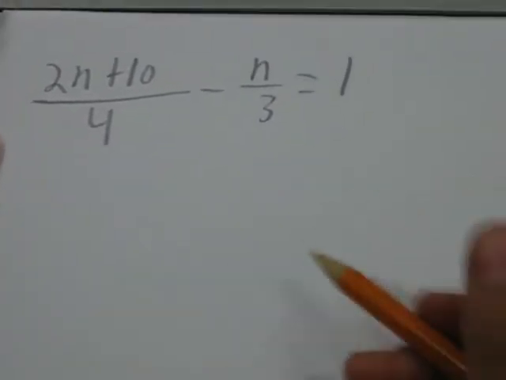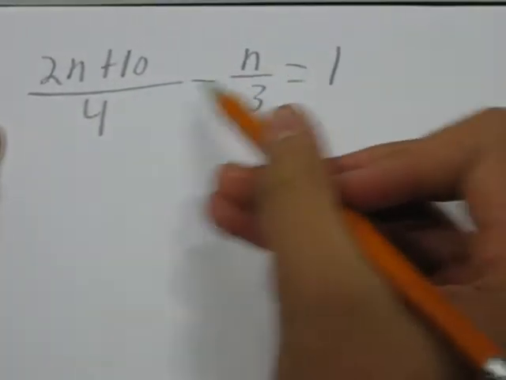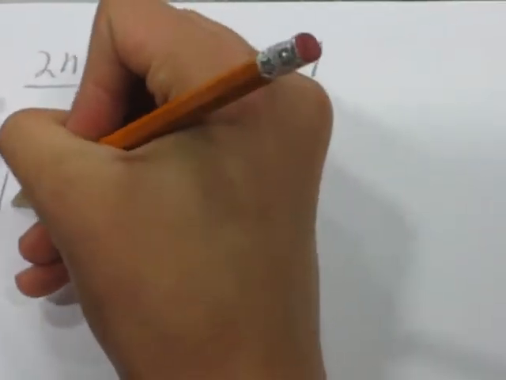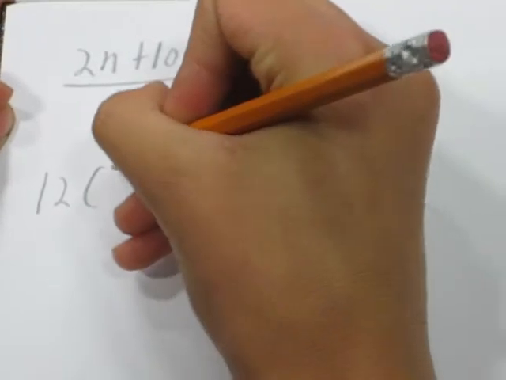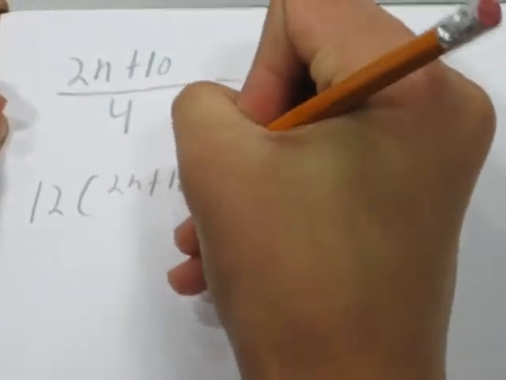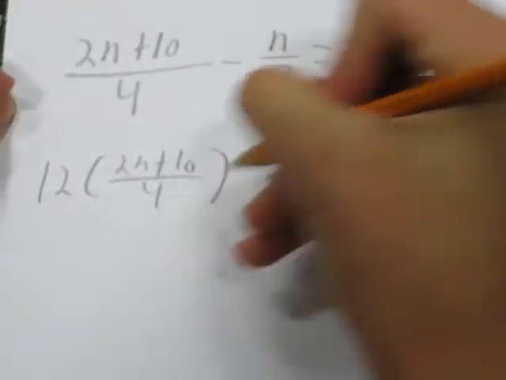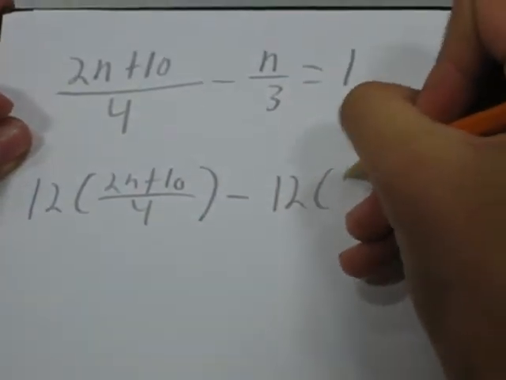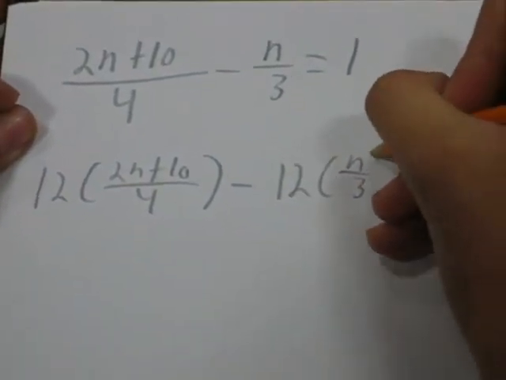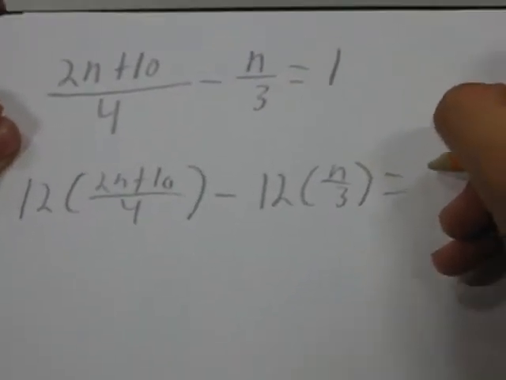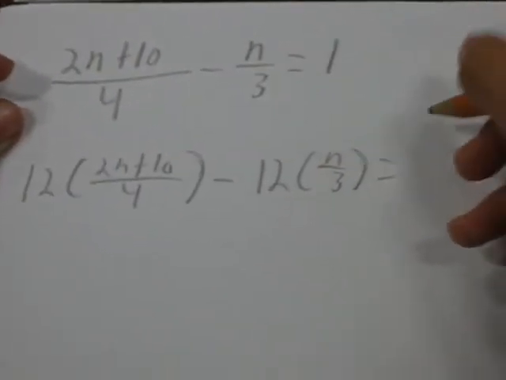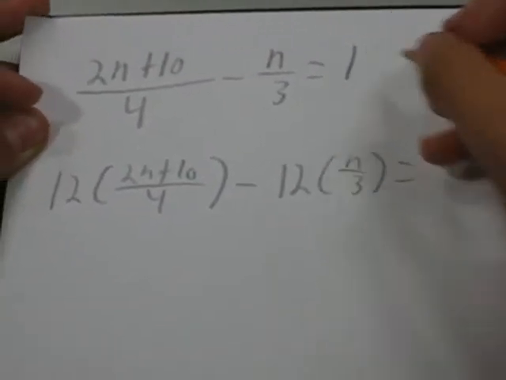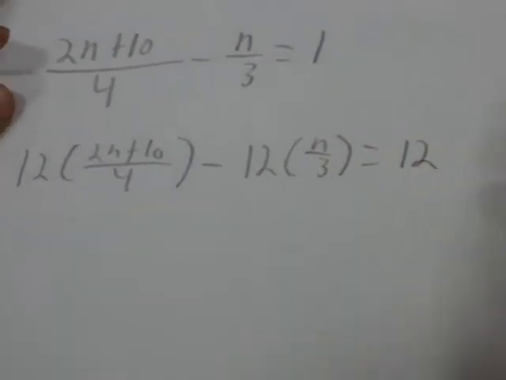So, once again, we find the common term, which is 12. That's the lowest common denominator. So, it's going to be 12 times (2n + 10)/4 minus 12 times n/3 equals, let's just skip a step, 12 times 1. 12 times 1 is 12.